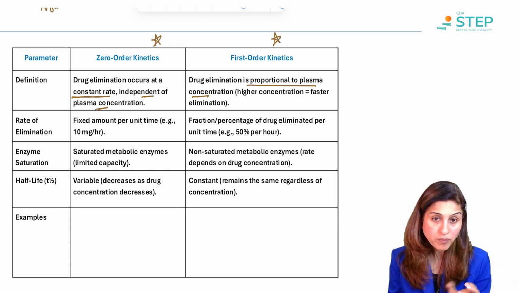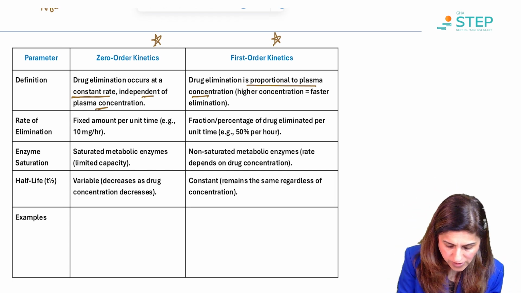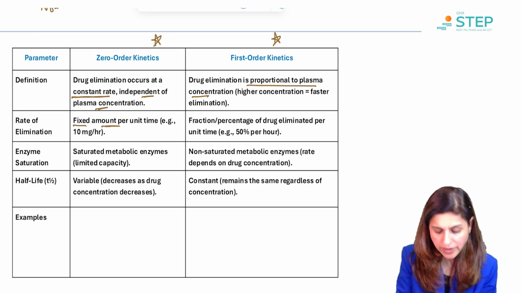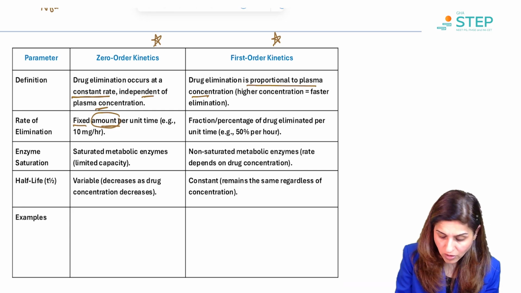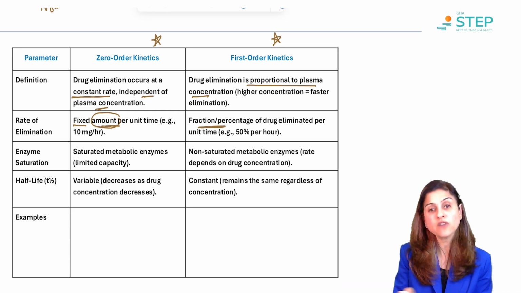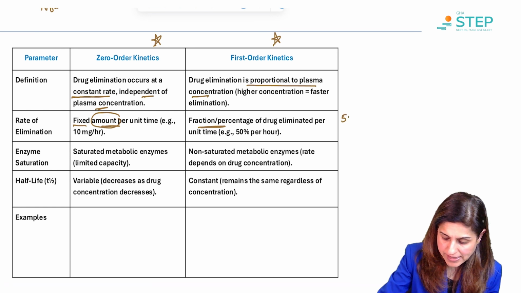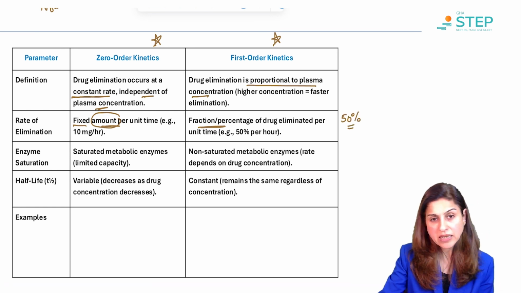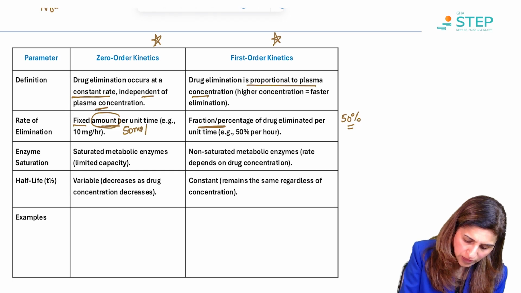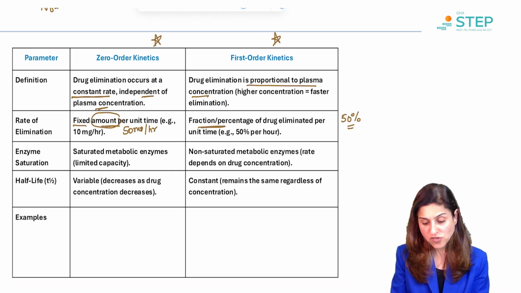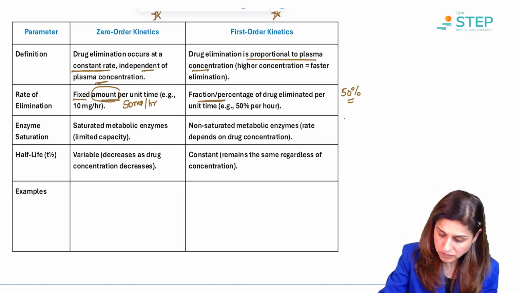So that is a problem because then the toxicity chances are much more. Another difference: in zero order, a fixed amount of drug is eliminated per unit time, while here a fixed fraction of the drug is eliminated in the unit time. For example, here 50% will be eliminated per hour. Here we can say 50 milligrams will be eliminated per hour. That's the difference: 50%, 50 milligrams. You see what is the difference here?